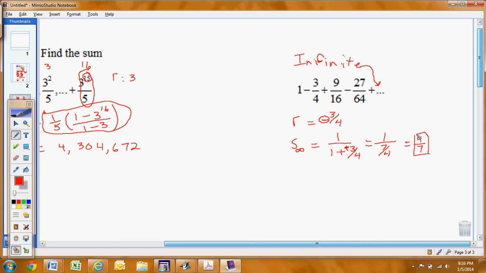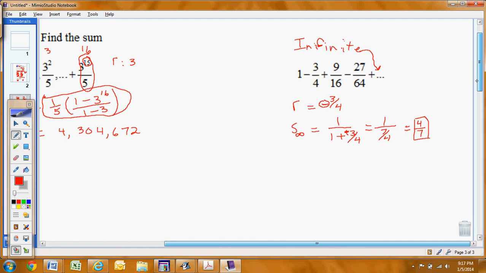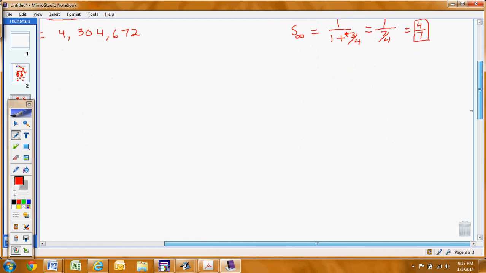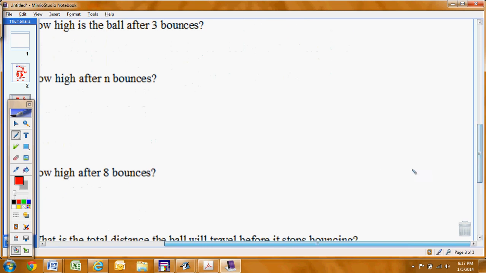If you kept adding those positive and negative numbers, and positive and negative numbers, you get closer and closer to 4/7. So that's how you do an infinite sum, which we've done before. Oh, but now the fun begins.